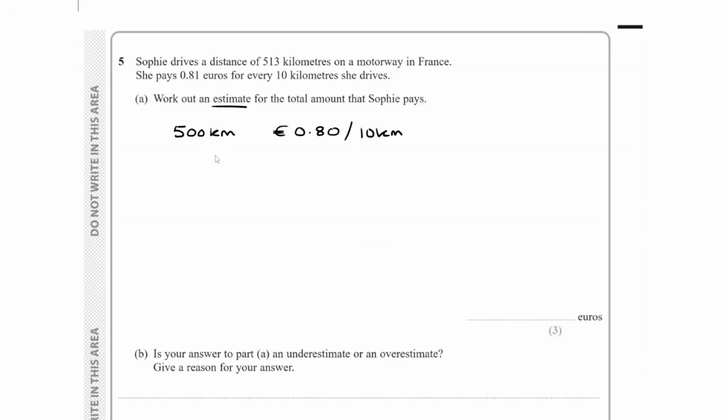So how much would she pay? Well, we need to work out how many lots of 10 kilometres she drives. So obviously 500 divided by 10. You see how that's so much easier now to work out? It is 50. And so therefore 50 lots of the 80 cents, I guess it is.